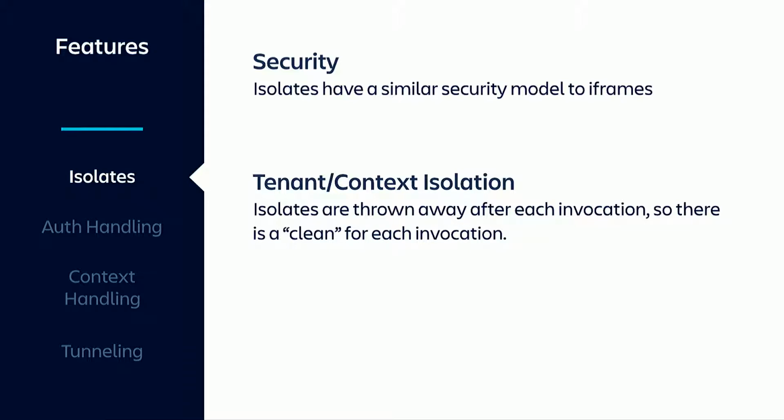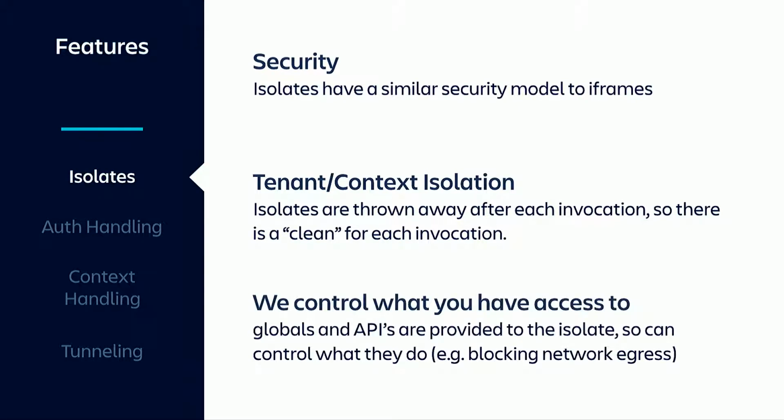Now, what this lets us do is tenant context isolation. On each and every invocation, you have a completely fresh context. You don't have any globals that are leaking between invocations. It's all fresh and bare bones. This helps the developer avoid making mistakes of basically leaking data between tenants. Now, these isolates are also very bare bones, so we have to inject everything that goes into them. And this means we also have control over these APIs.